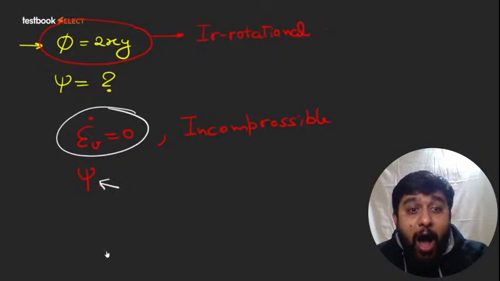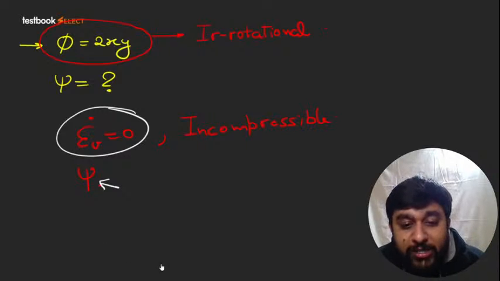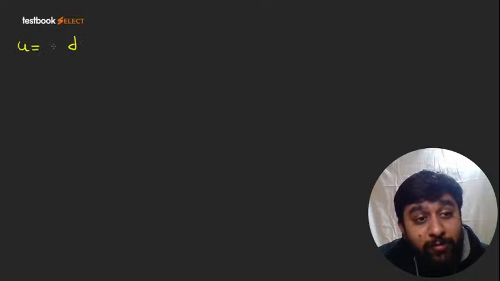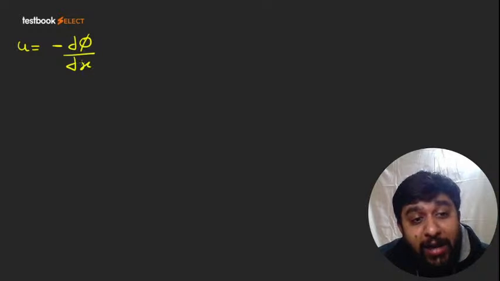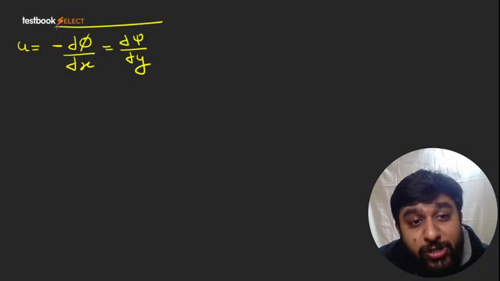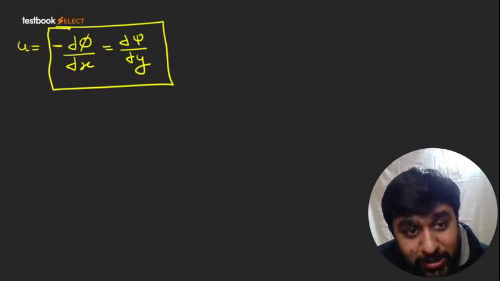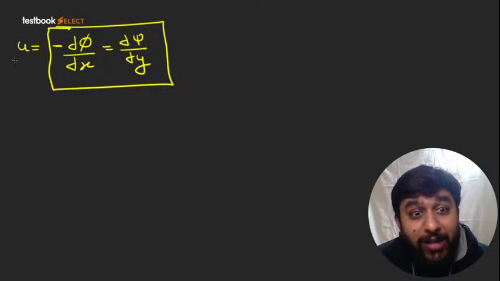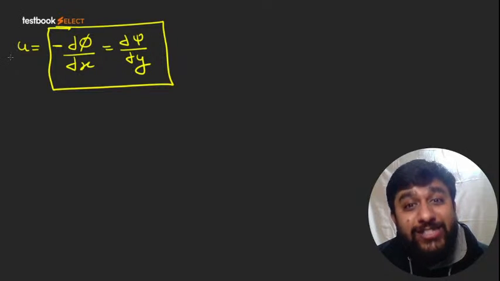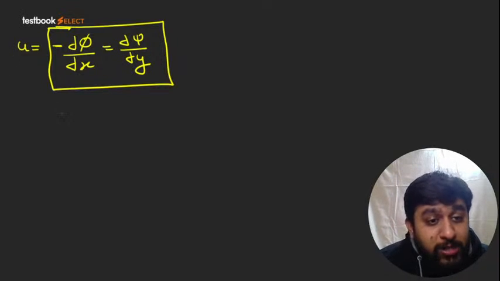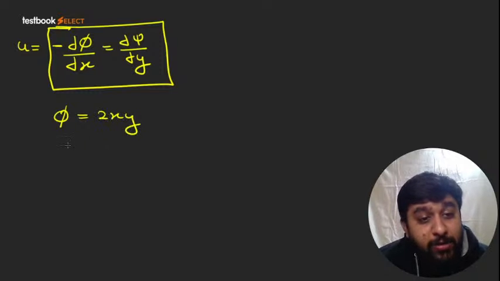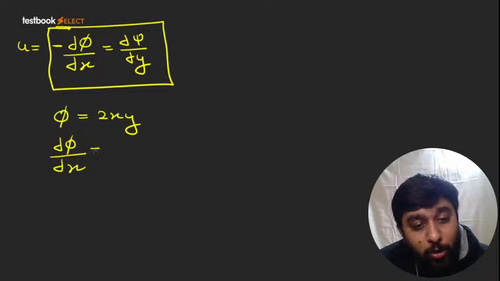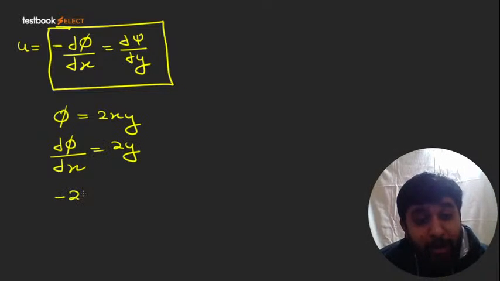Now the question is, how do you find out psi from phi? Very easy. When the flow is both incompressible and irrotational, we have u equal to minus del phi by del x equal to del psi by del y. So very simple. If we partially differentiate phi with respect to x and take a negative of it, that is the same as partial differentiation of psi with respect to y. So what is phi equal to? Phi is equal to 2xy. So what will be del phi by del x? It will be equal to 2y. So you will say minus 2y is equal to del psi by del y.